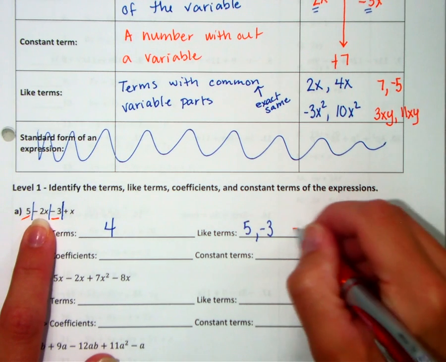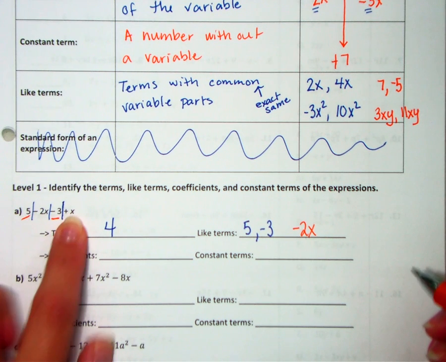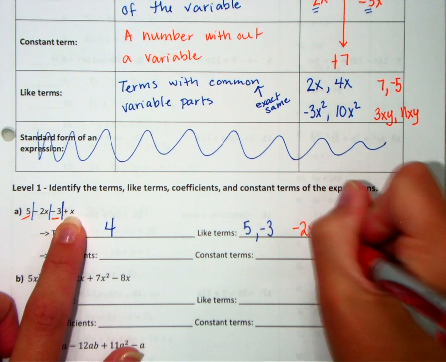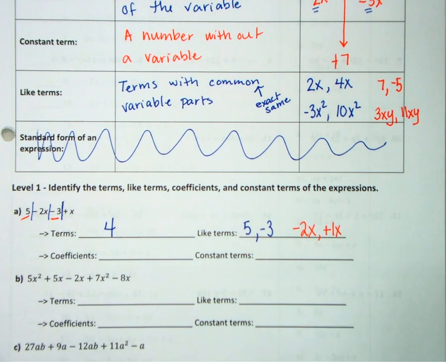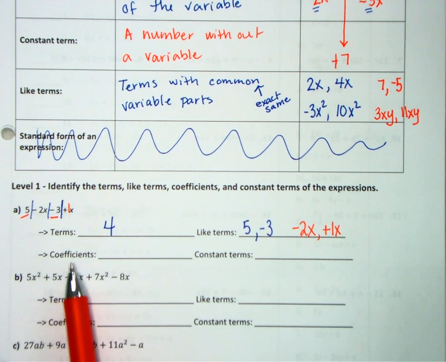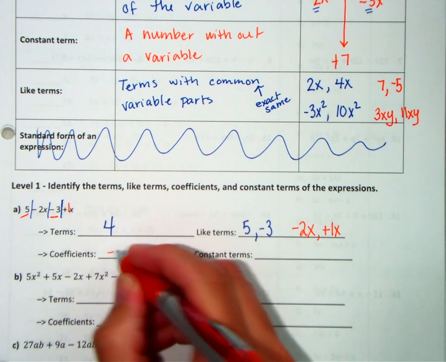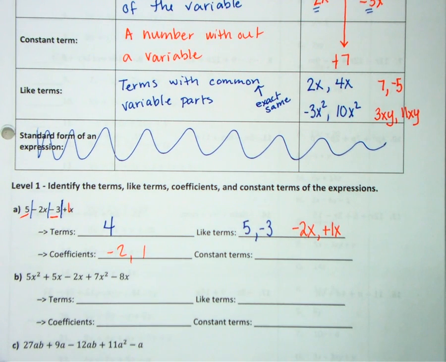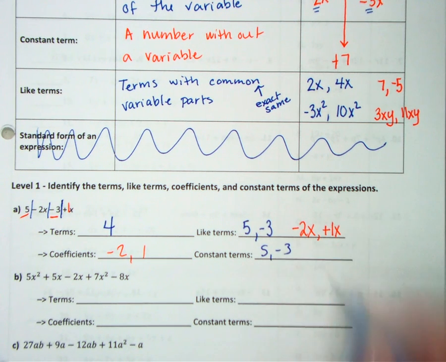I have a negative 2x. What goes with negative 2x? X. But I'm going to be specific here. I'm going to say a positive 1x. There is a 1 in front of that x, so you've got to put it. The coefficients here would be the negative 2 and the 1, because those are the numbers in front of x. And the constant terms would be these two numbers here that don't have x's on them. Those aren't quite as important as the first two.